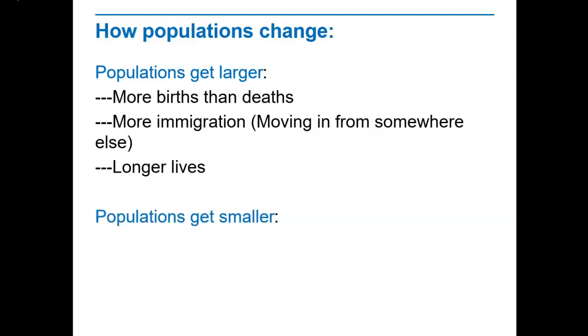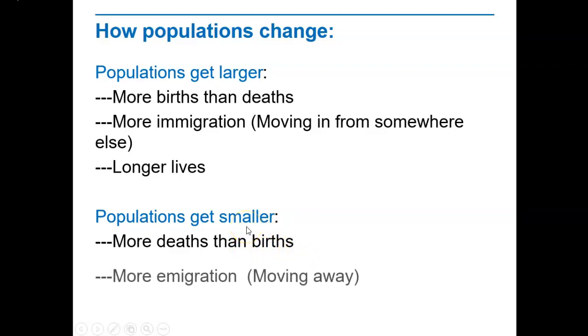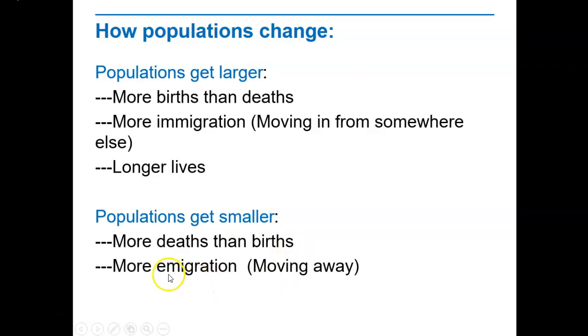Populations can also get smaller if you have more deaths than births. So if you have people dying from a disease or a natural disaster, or if there's a situation where families are not having very many babies, then the population could grow smaller. You also might have more emigration, where individuals are moving away because there's not enough food, not enough space, not enough opportunity for them where they're at, so they're going to go look for somewhere better to live.